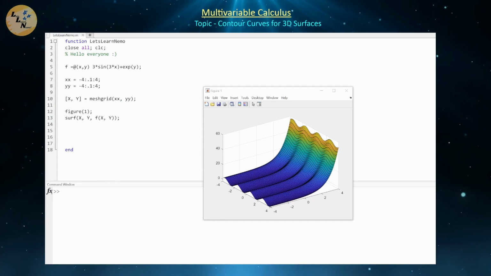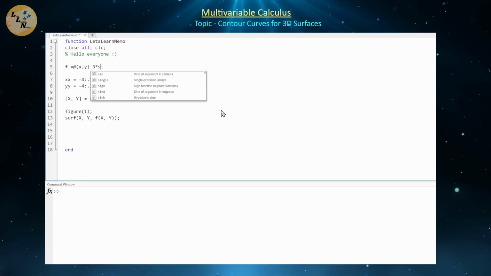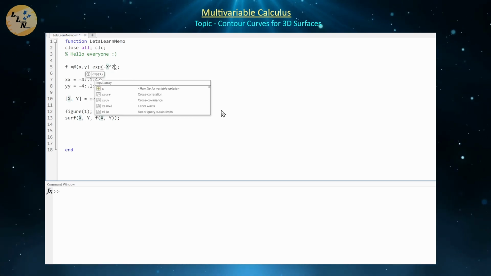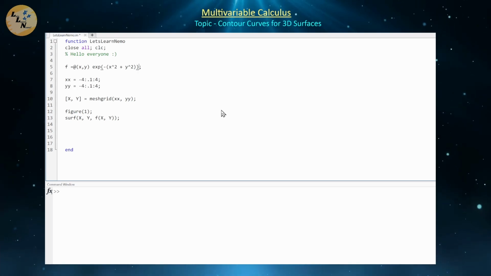Now let's see if we can generate the Gaussian surface that we studied as well. So I just want to change this particular function. Let's graph on the same exact interval as before, and we're going to do e to the power of minus (x squared plus y squared). Let's put that in parentheses. Now, keep in mind, x and y are not numbers here. x and y are going to be vectors.